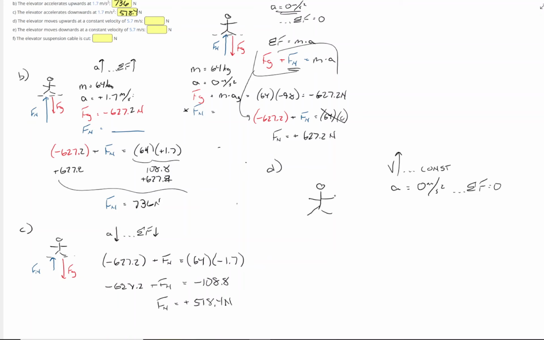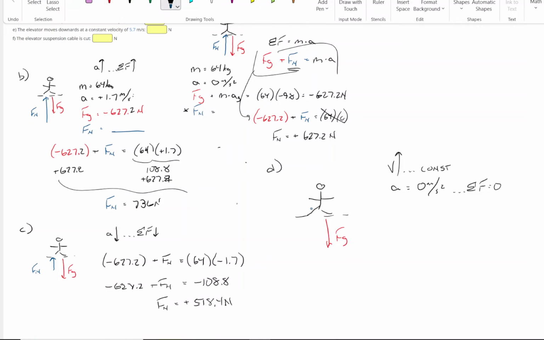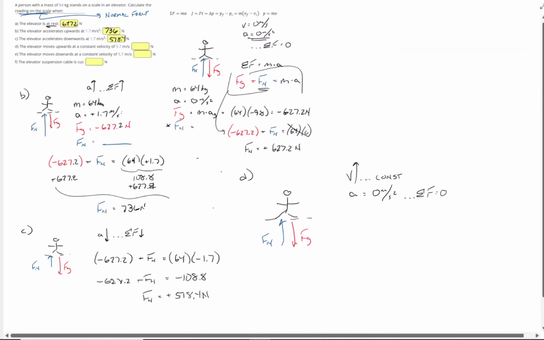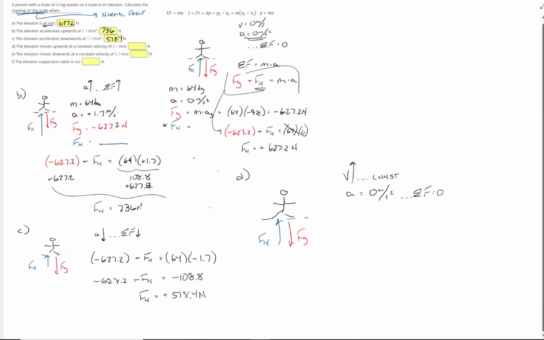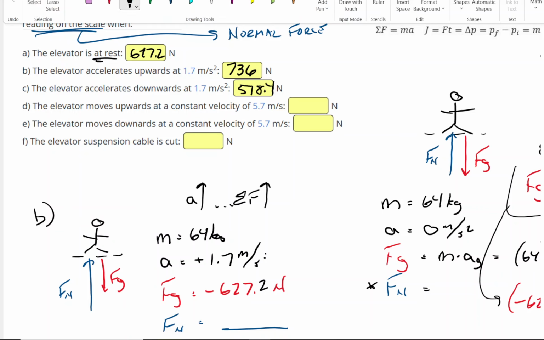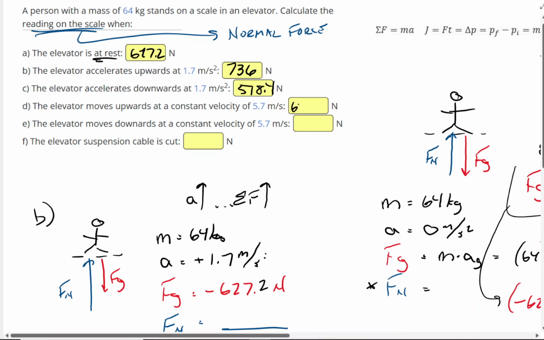But let's draw that free body diagram. There's our surface. We have gravity, Fg. If the forces are balanced, that means the normal force is equal to Fg again. So we actually have the same answer. This is the same as when we're at rest. So we should expect when we're at constant velocity, it feels exactly the same as being at rest. So I'm back to the 627.2.